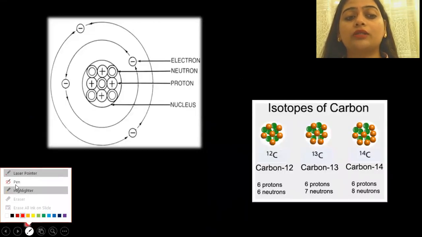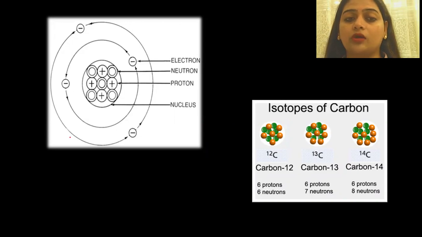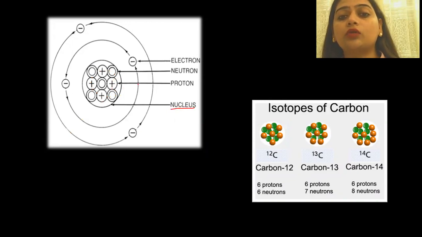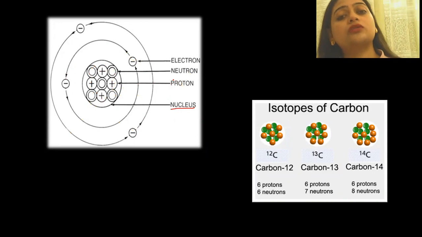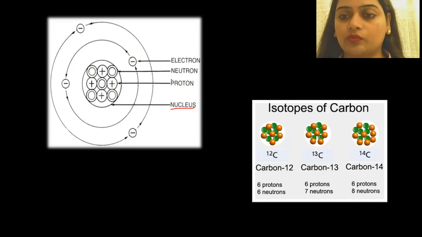So if you look at the diagram, which is there on the left, in the center, what you will find is the nucleus. And inside the nucleus, you all know that there are two types of subatomic particles present, that is protons and neutrons. And in the outer orbit, electrons are revolving. Okay, so now the question is, what are isotopes?